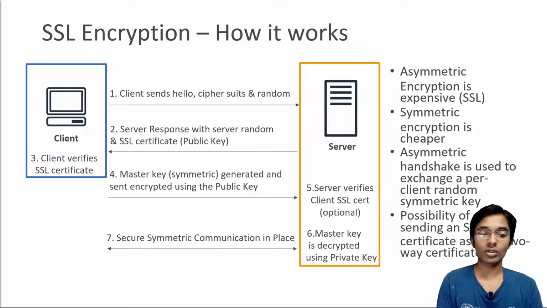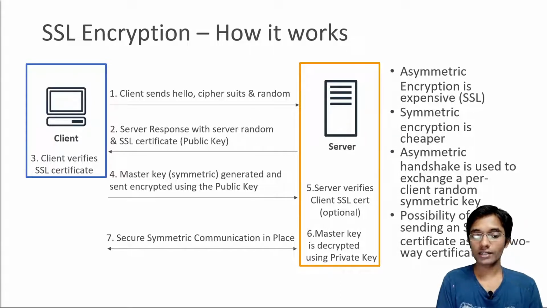The client says, hello, here are my cipher suites, and here is my client random. The server responds, okay, here is my server random, and here is my SSL certificate. Then the client verifies the authenticity of the SSL certificate. If it is valid, it sends a master symmetric key that it has generated, encrypted using the public key it has received. The idea is that this secret can be retrieved by the server and decrypted.